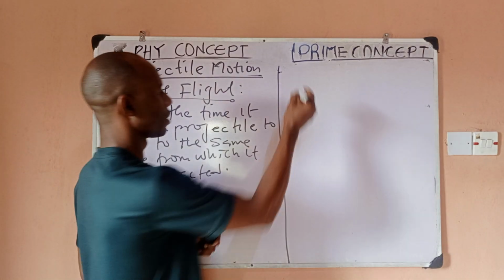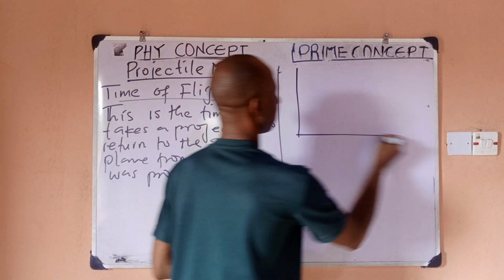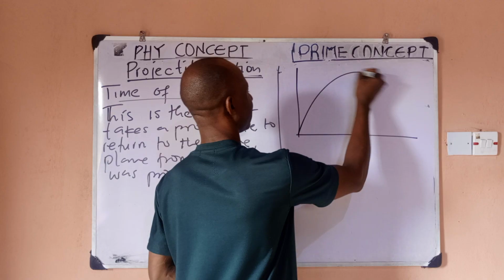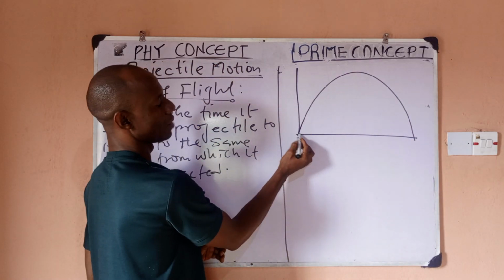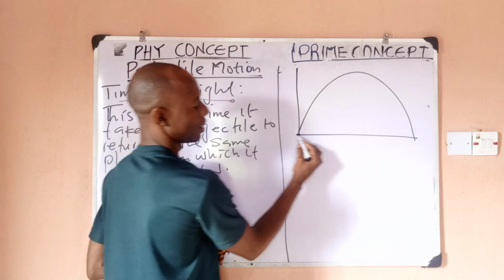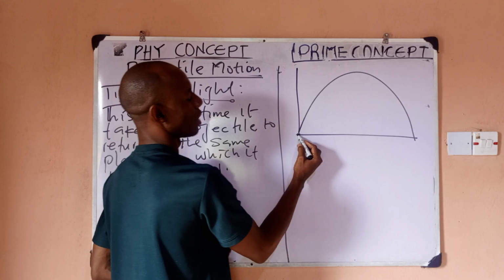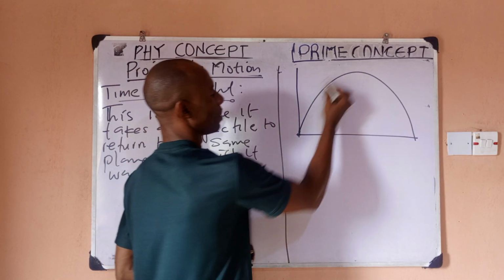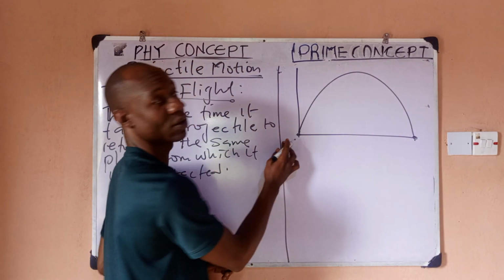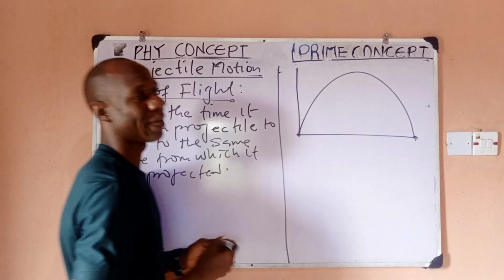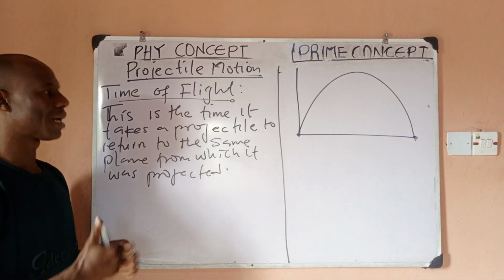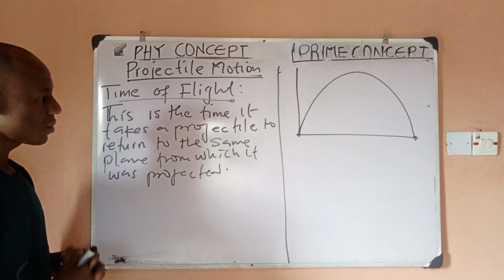Say this is our projectile motion, like this. So when you release a projectile from this point, this is a horizontal plane. So how long will it take it to move from this place and hit back this same horizontal plane? That is what we call time of flight, or say total time of flight. Now, we'll be denoting that time of flight with capital T.